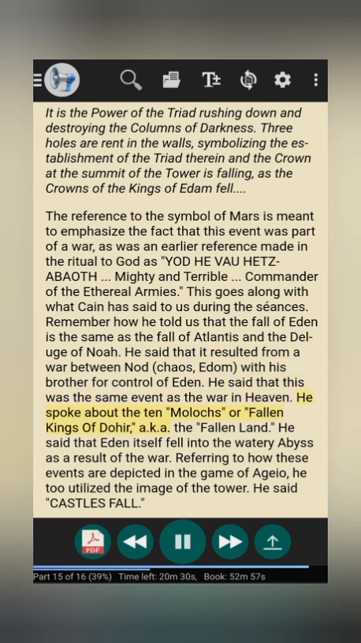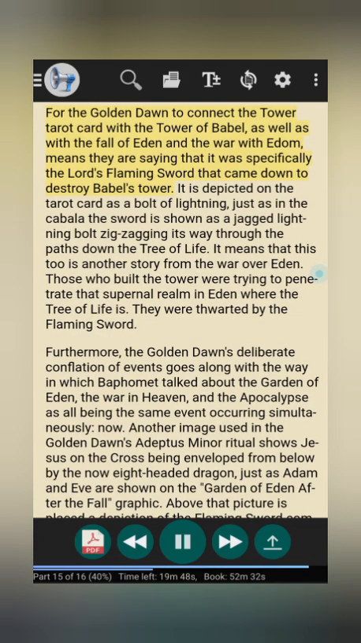He spoke about the 10 Molochs, or fallen kings of Dohir, aka the fallen land. He said that Eden itself fell into the watery abyss as a result of the war. Referring to how these events are depicted in the game of Agio, he too utilized the image of the tower. He said, "Castles fall."